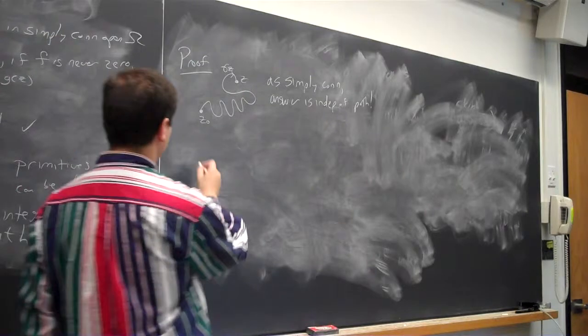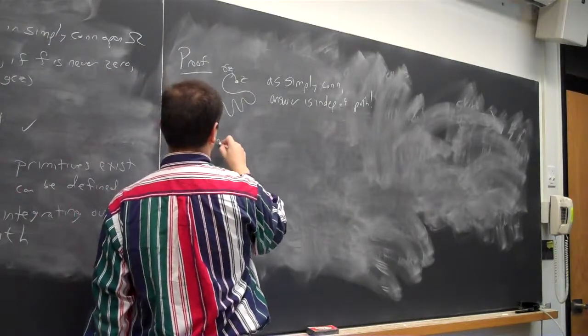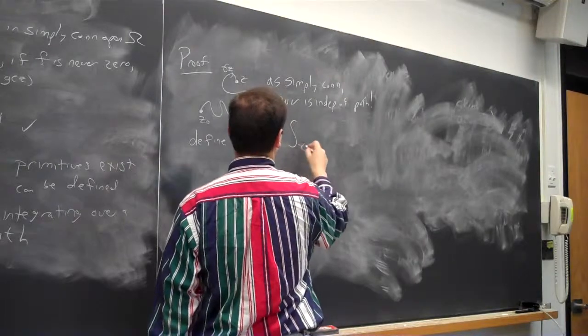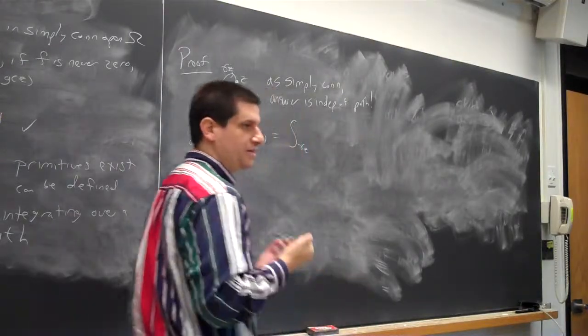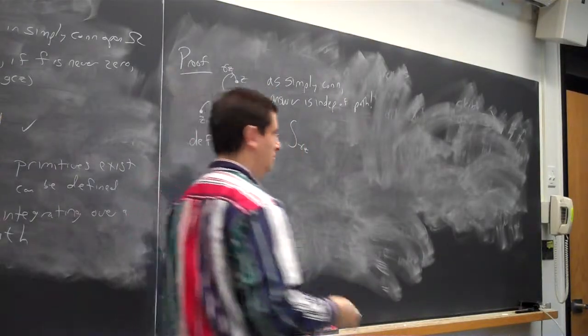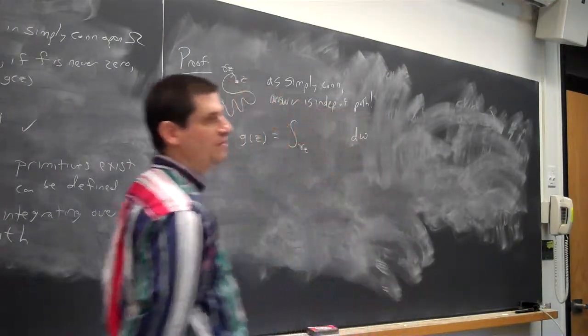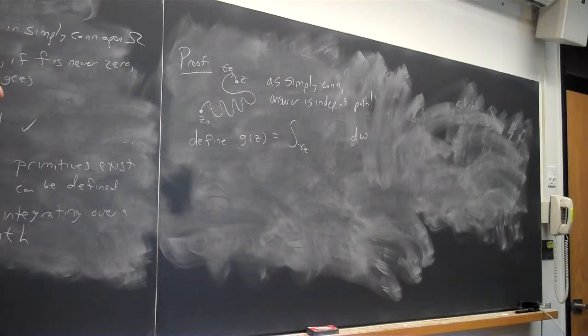So I'm going to define g of z. So clearly I have to integrate something over the path gamma of z. Right? I can't use z as my variable of integration because that's the endpoint of the path. So the hardest part in this proof is figuring out what do I want to integrate.